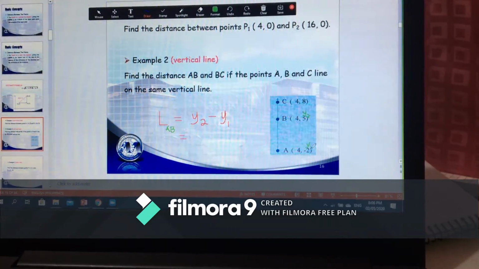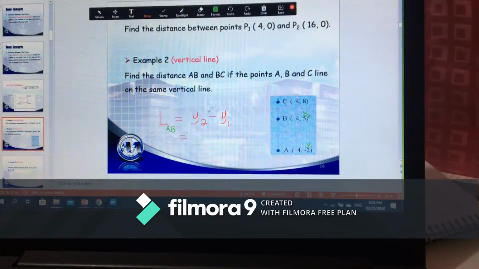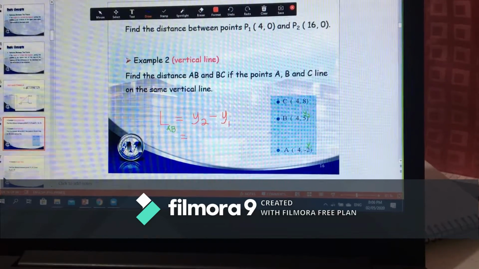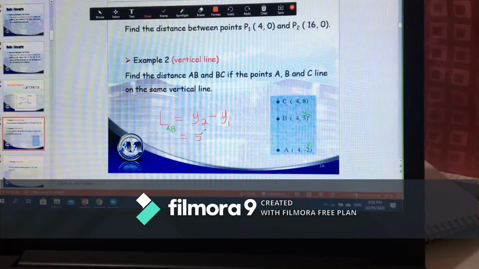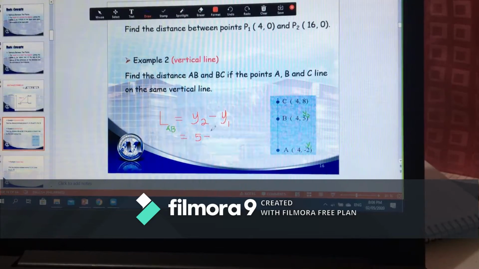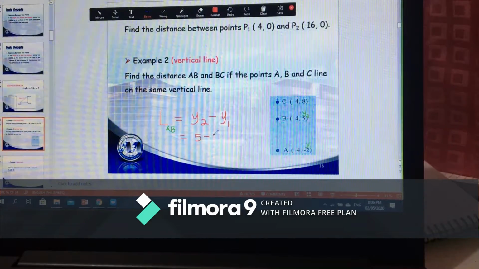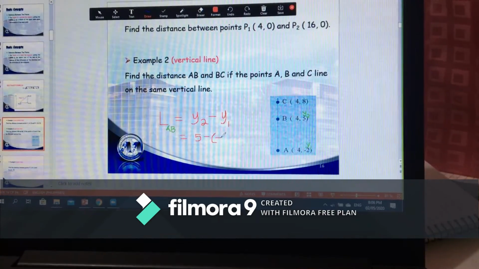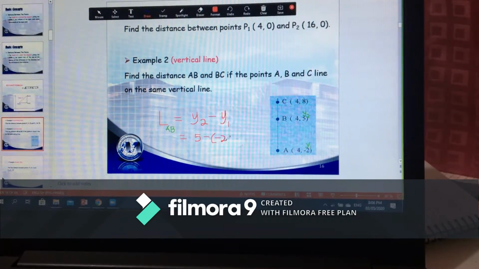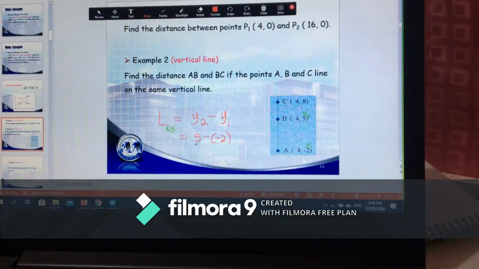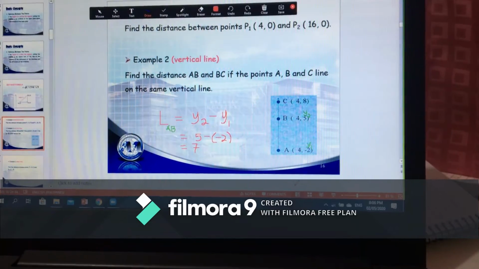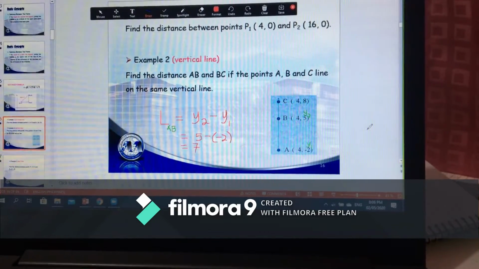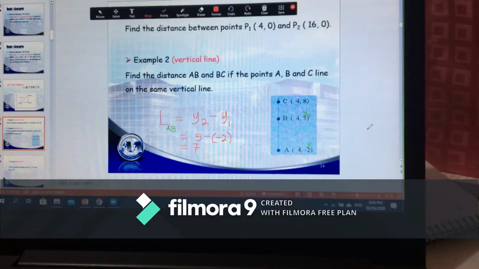So from the formula, we have y2 minus y1. Ibig sabihin, ang ating y2 which is 5, then minus y1. Ang y1 natin is negative 2. So ibig sabihin 5 minus negative 2, so we have 7. Okay, that's why ang answer natin dito is 7. Okay? Is that clear, class?